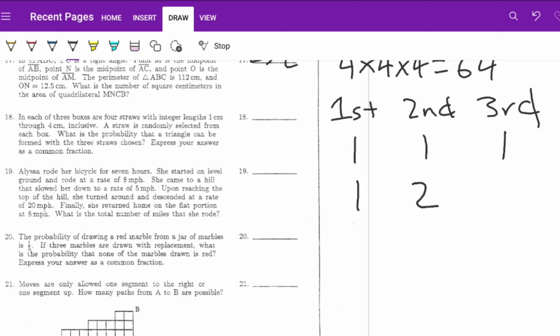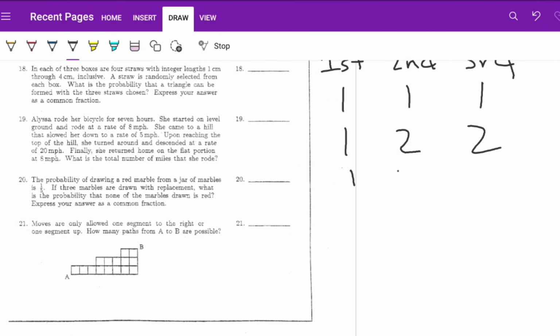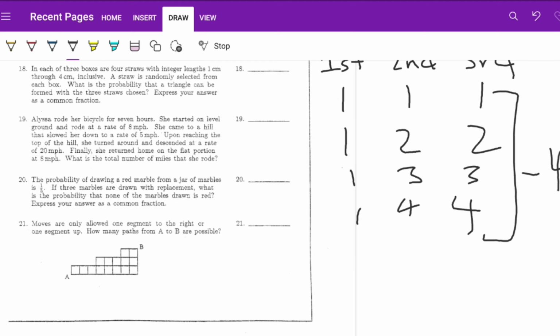Let's see, 1, 2. Can we put a 1 here? No, because 1 plus 1 equals 2, so that wouldn't work. So 2 is the only one possible here. And then 1, 3, 3, and 1, 4, 4. Okay, that should be equal to 4.